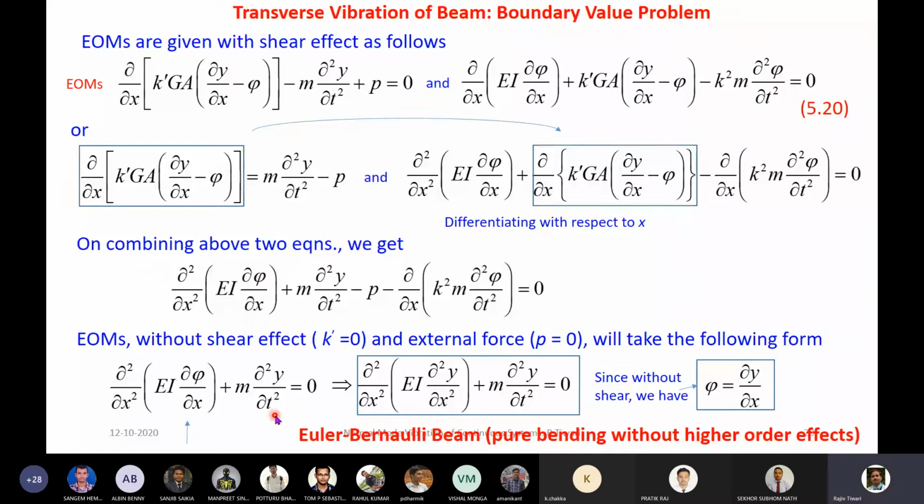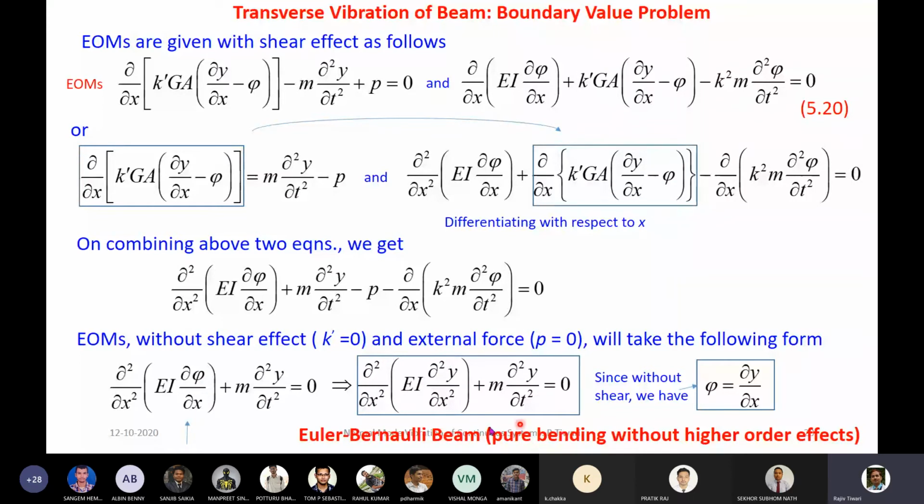Now, because the shear effect has been ignored, because we are ignoring K, the beta will not come in. Whatever relations we had between dy by dx, that was nothing but phi plus beta, both were there. So beta will disappear from this relationship. So phi can be replaced by dy by dx. If we replace this, this will be a fourth order differential equation.